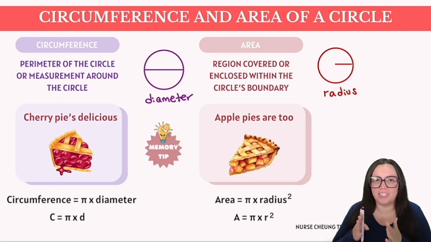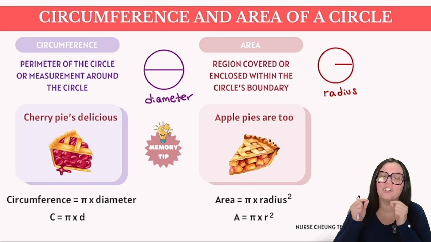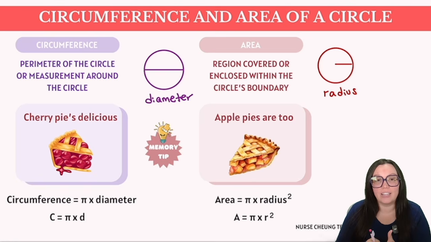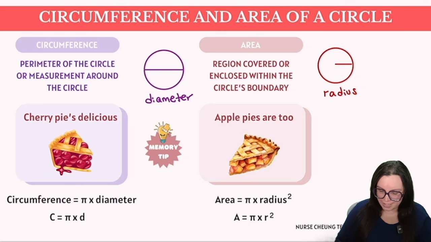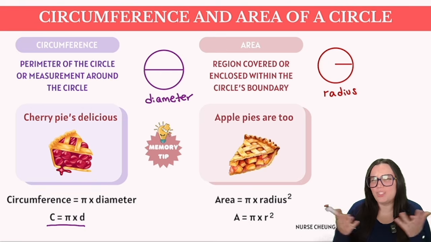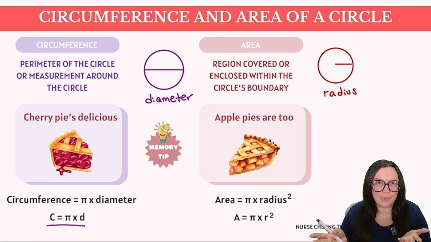Now let's step it up a notch by talking about how we calculate circumference and area of circles. It's crucial that you familiarize yourself with the formulas for both of these, as they are going to be fundamentally covered when it comes to the TEAS. The formula to calculate circumference of a circle is circumference equals pi multiplied by the diameter. In shorthand, C equals pi times D, where C is our circumference and D is our diameter.